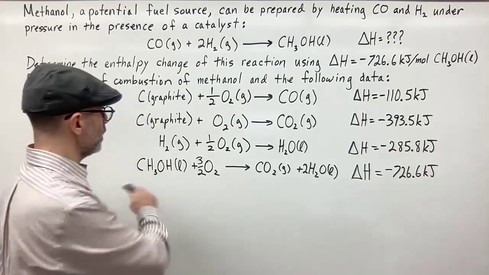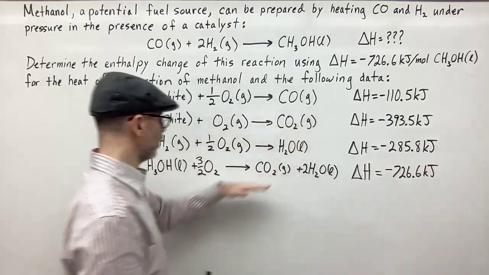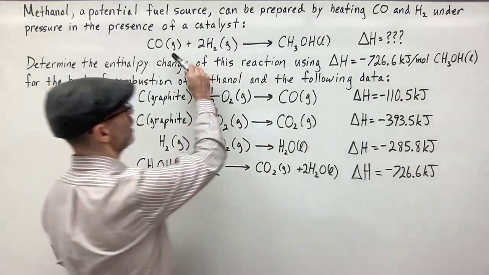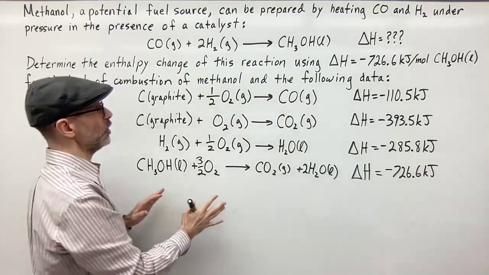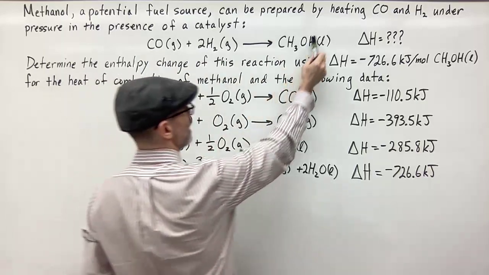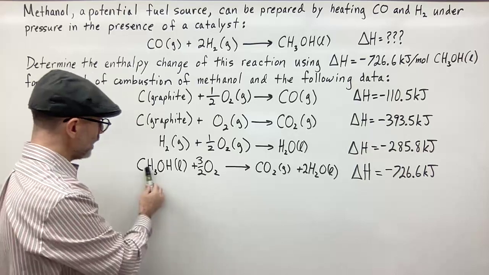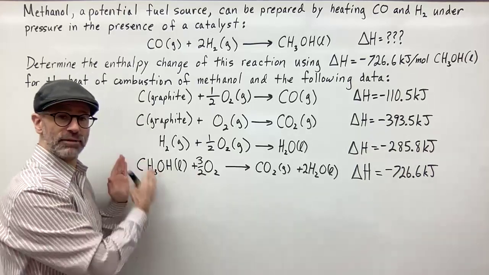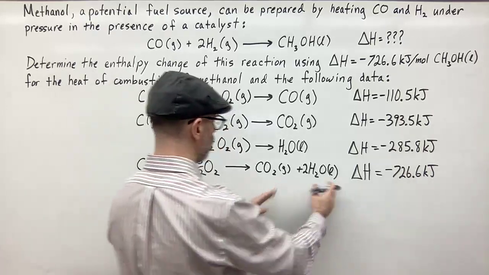So here we go. I've got my combustion reaction. I've got the enthalpy of combustion for this reaction. I want this. So I'm going to manipulate these equations in order to get them to add up to this equation. The first thing I notice is I have here methanol liquid is a product, but here it's a reactant. So I'm going to have to flip this. I'm going to have to get 1 methanol over here.